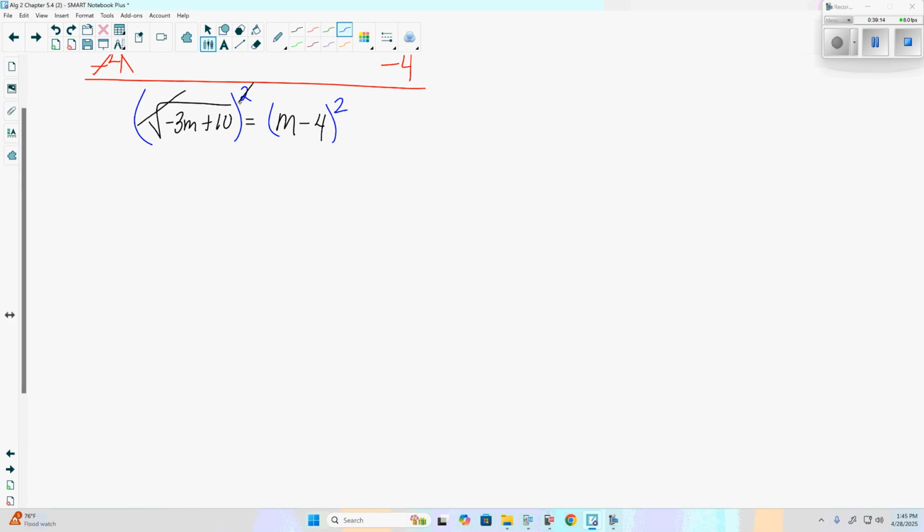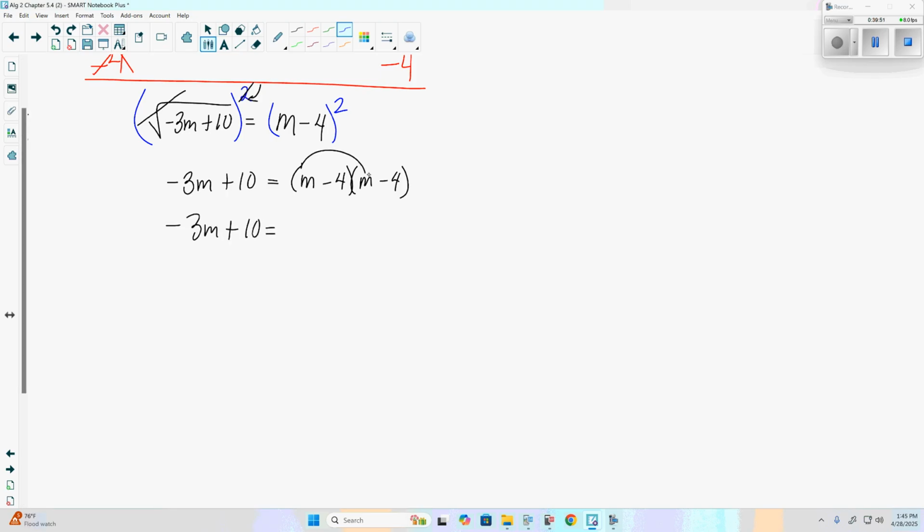Because here the square root and square would cancel, telling us negative 3m plus 10 is equal to, well, m minus 4 times m minus 4. It's possible to do these with cube roots. We're not going to get there. And it's not because they're harder, it's just more work. Because if we cubed it, it means that we would actually have m minus 4 being multiplied a third time, fourth time. But we're just doing squares.